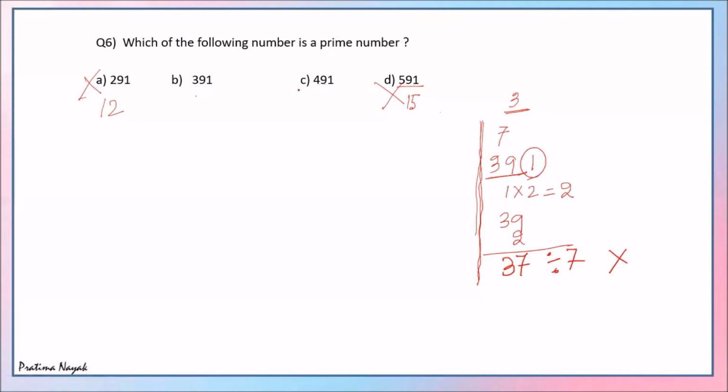Same thing, apply here for 491. 1 into 2 is equal to 2. Now 49 minus 2, that will be 47. So 47 is also not divisible by 7. So this is also not divisible by 7. So we finished for 7. Next we'll go for 11. For 11, I told you to take the sum of these two numbers.